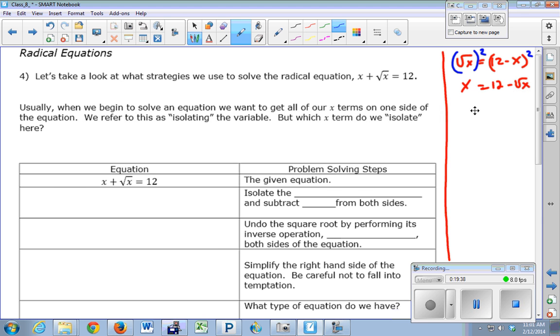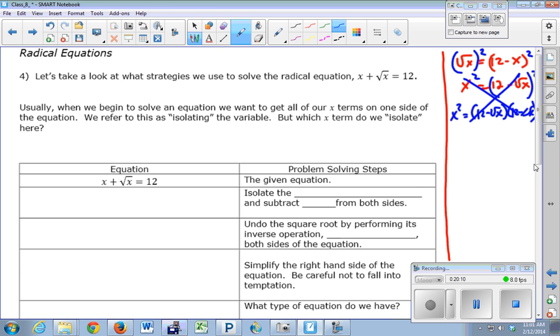We'll get there. If you decided to isolate the x, look how ugly it is on the right side. You square that baby, and then you square this. Ooh, I don't know about you. Then you've got to do this, 12 minus the square root of x times 12 minus the square root of x. And guess what? You're still going to have a radical in there. So even though you could get there eventually, it's really messy and ugly.